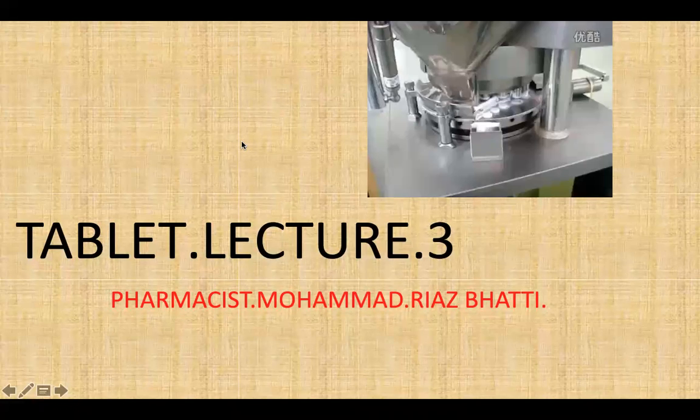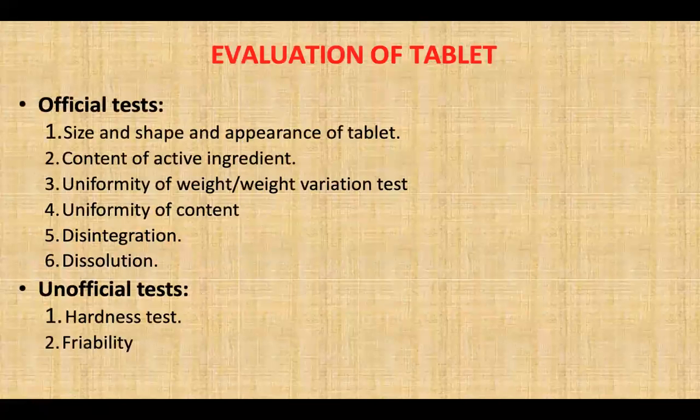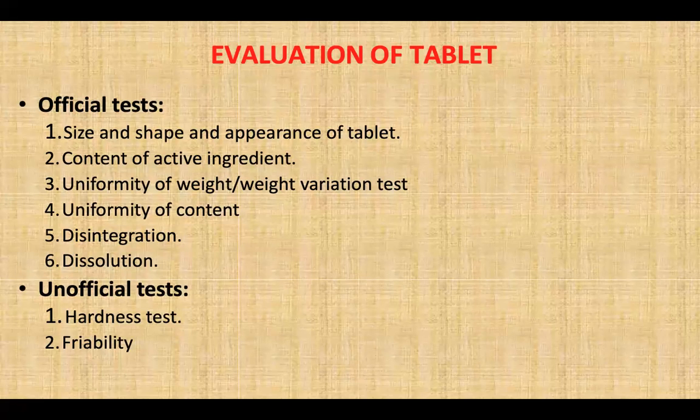So in continuation of this lecture 3, we are going to the evaluation of tablets. There are some official tests and there are unofficial tests. For evaluation of tablets, among the official tests, the size, shape and appearance of the tablet has to be examined first. Then the content of active ingredient has to be tested.